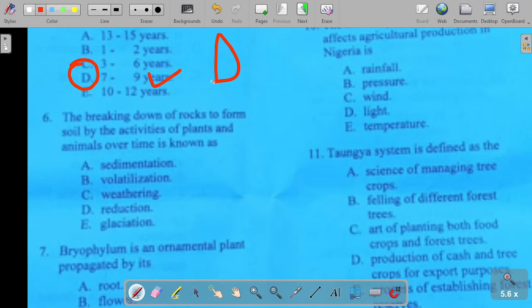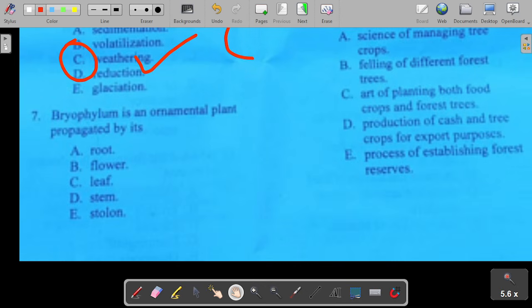So the breaking down of rocks to form soil by the activities of plant and animal over time is known as weathering. The answer is C, weathering. Number 7, Bryophyllum is an ornamental plant that propagates by its A, roots, flower, leaves, stem, stolon. The answer is leaves. It propagates by leaves.